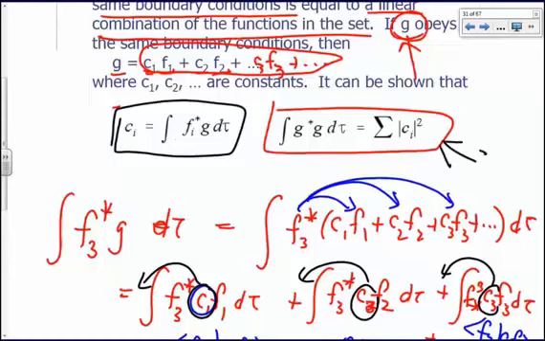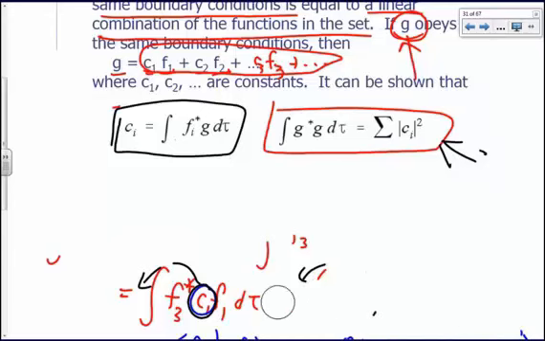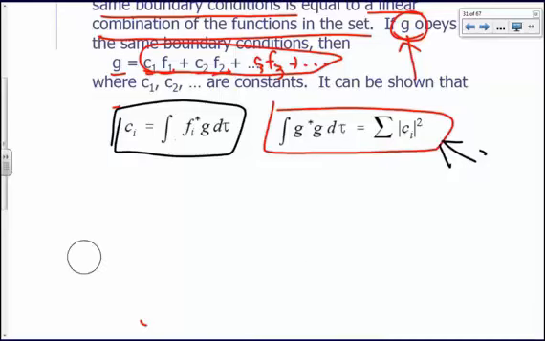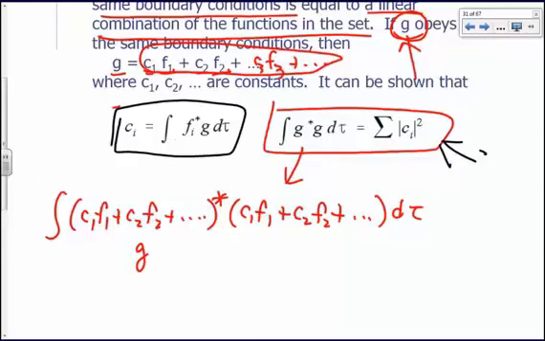Now, can you show this one? Let me get you started, and that will be homework number 3 for today. This one right here says what? The integral of C1 F1 plus C2 F2 plus and so on and so forth, with a star, so that's your G star, and the other G is also C1 F1 plus C2 F2 plus and so on, d tau.